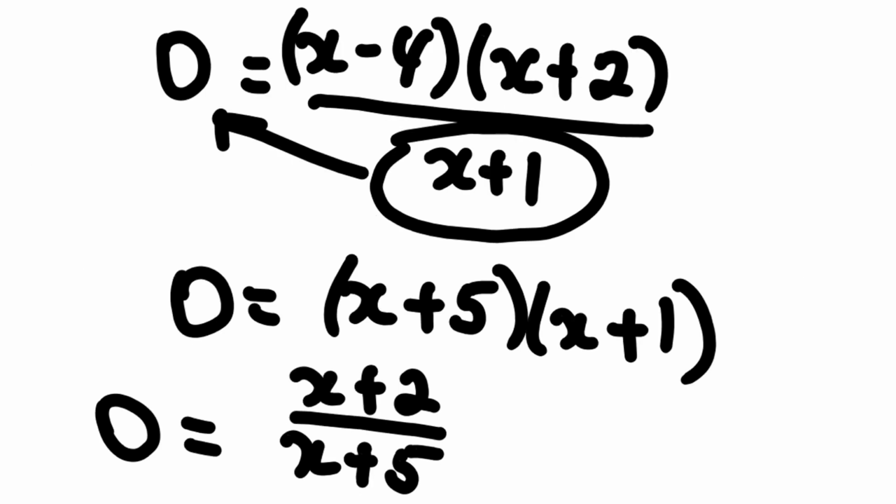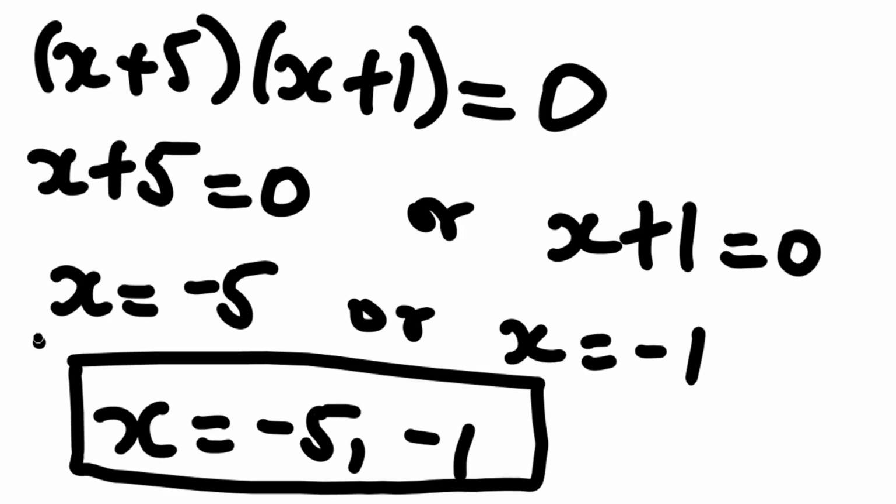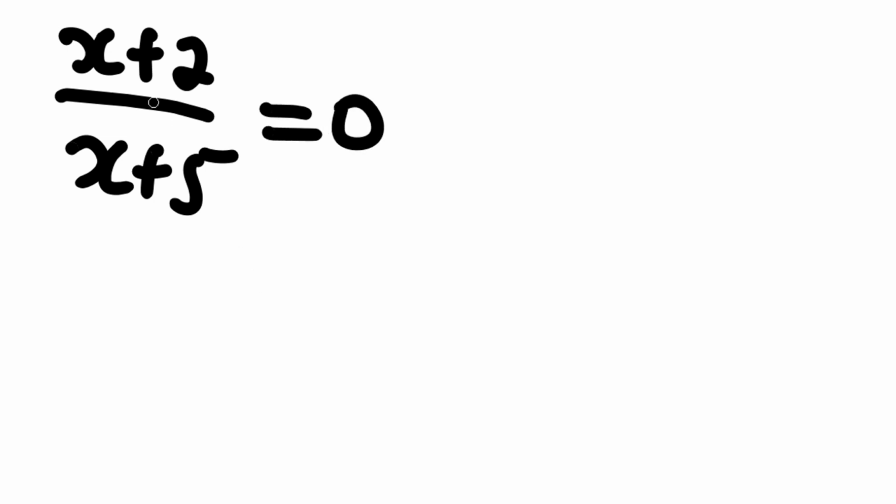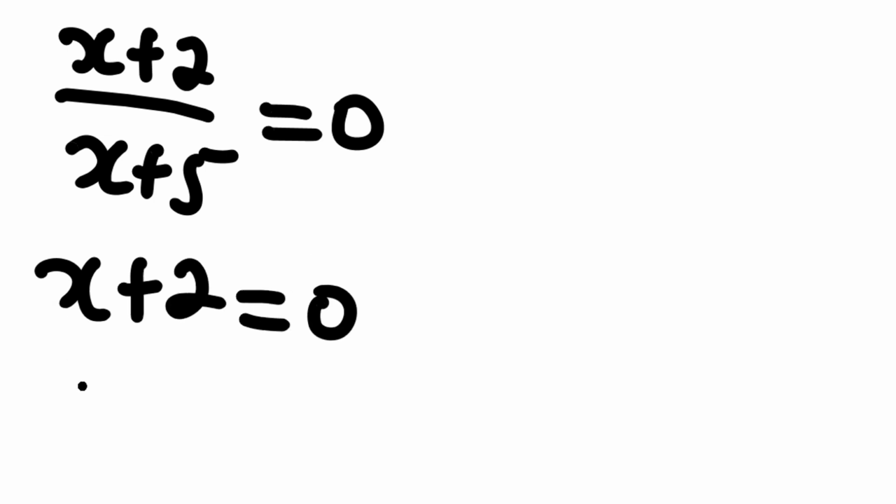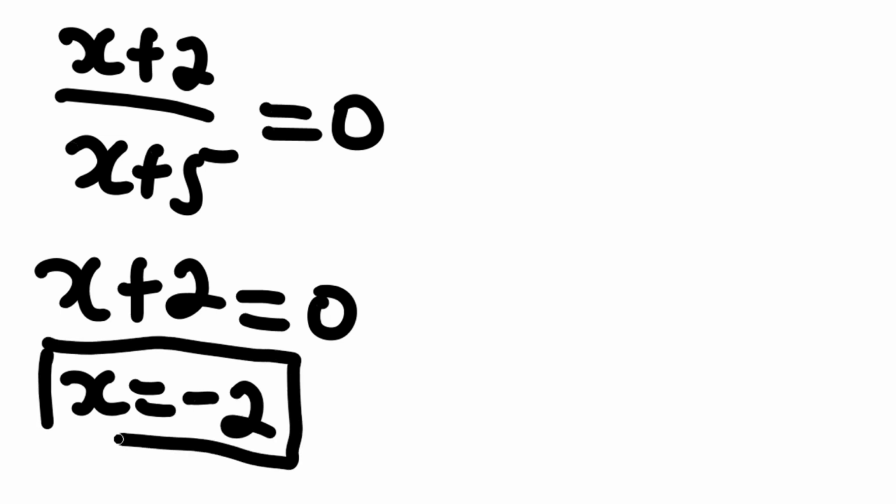Okay, now the last one, x plus 2 over x plus 5. Let me clear this. So if you are to find the zeros of this, you just focus on the numerator. So x plus 2 equal to 0. We don't care about the denominator. So x is equal to negative 2. This one is as simple as that. x is equal to negative 2 is the 0 of the function. Then we are done, right? Yeah, this is how to find the zeros of a function.